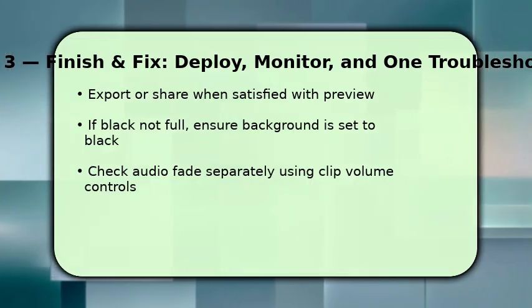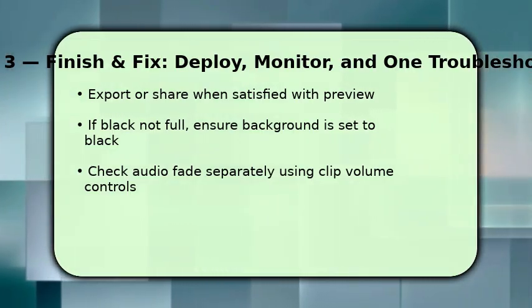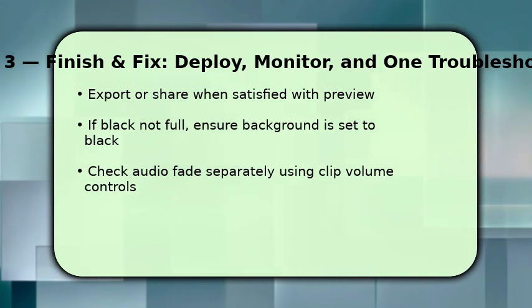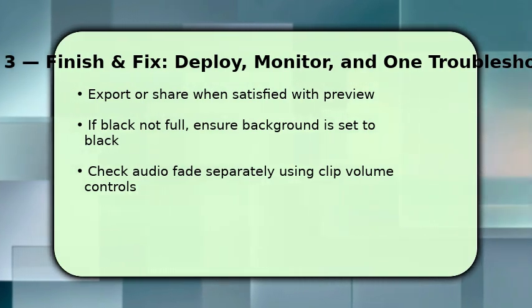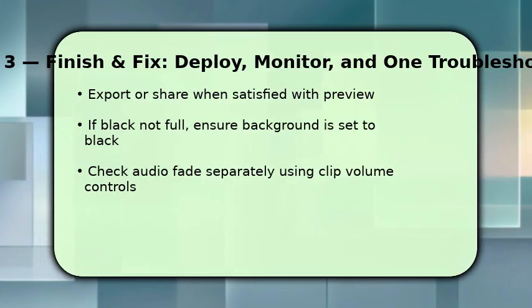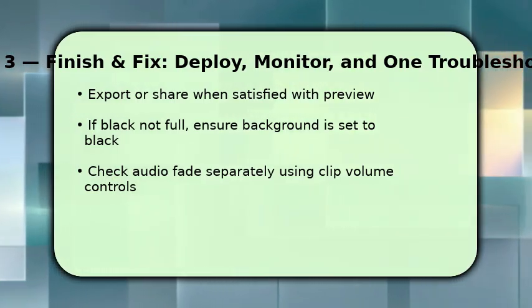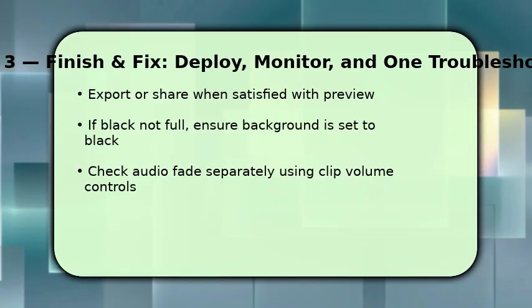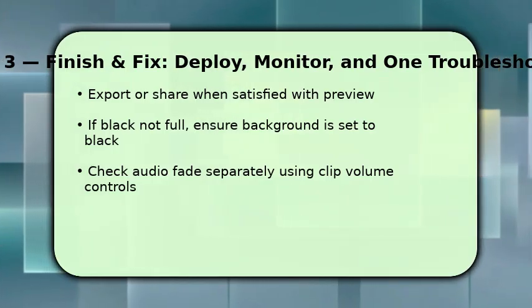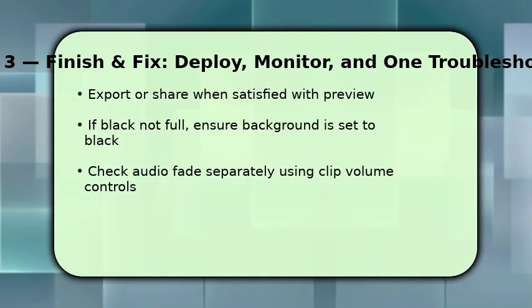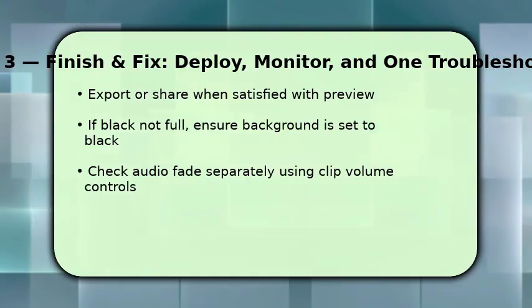If the screen doesn't go completely black at the end, confirm the project background is set to black and that no lower layer clips are visible. Also make sure audio fades match. Use the clip's volume fade handles or add an audio fade transition so sound doesn't cut off abruptly. If transitions glitch, delete and reapply at slightly different duration. That usually fixes timing hiccups.